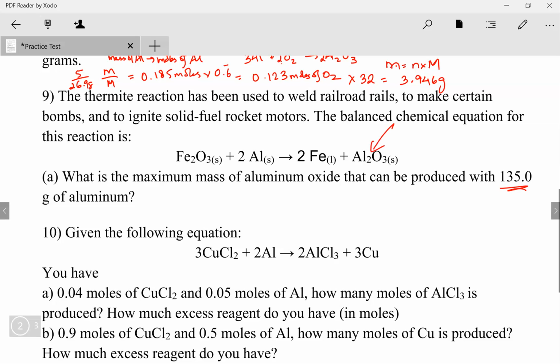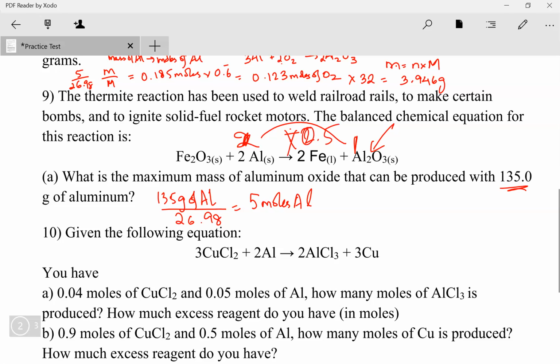So again, we're going to do 135 grams of aluminum. We're going to divide by the molar mass of aluminum, which is 26.98. 135 divided by 26.98 gives me 5 moles of aluminum. 2 moles of aluminum gives me 1 mole of aluminum oxide, right? So with 5 moles of aluminum, I'm going to divide by 2 or multiply by half, realistically. Same thing, right? So I multiply this also by half, which gives me 2.5 moles of aluminum oxide.